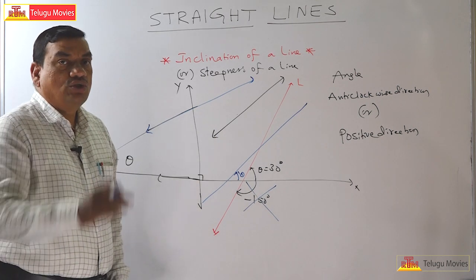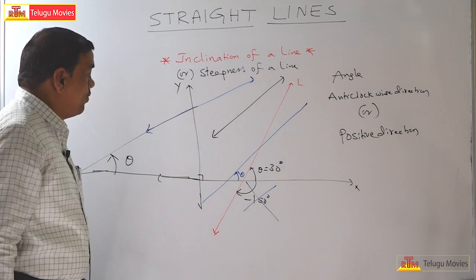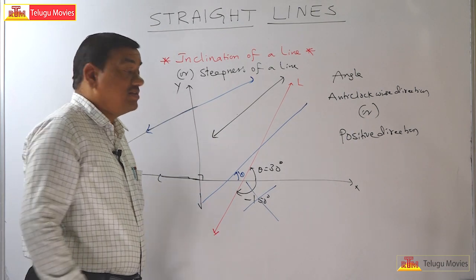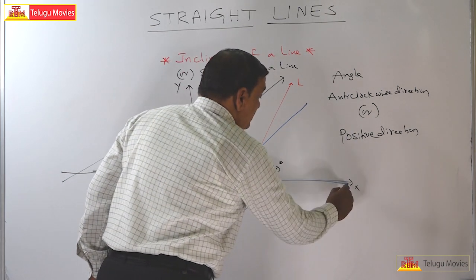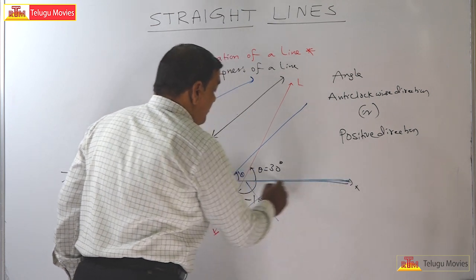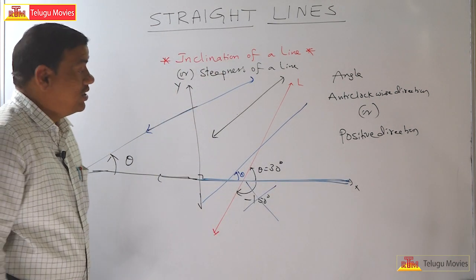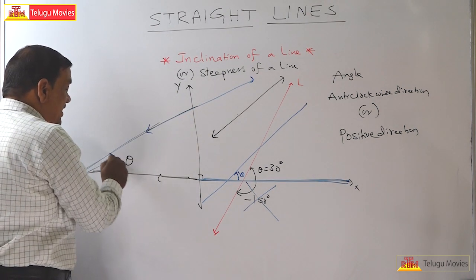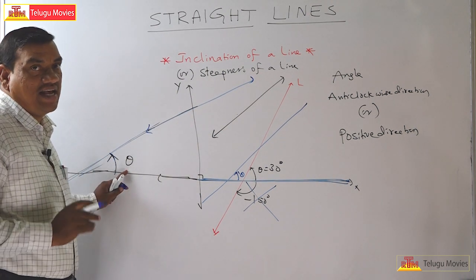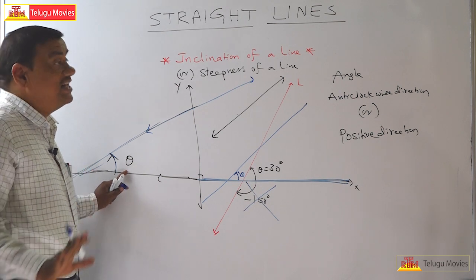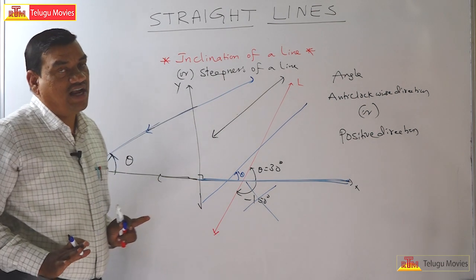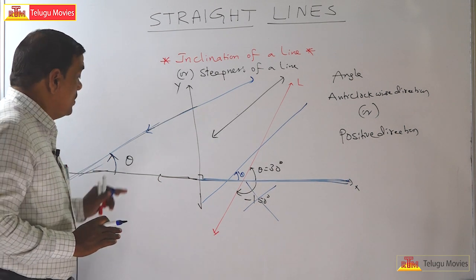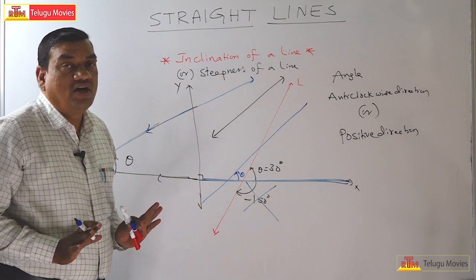the inclination of the line. Generally students have an opinion that positive direction means it should be made only with the positive x-axis. No need of that positive x-axis. For example, this is a line. If we extend this, it is making an angle theta with the x-axis. That angle is treated as the inclination of that line. We should not take the negative angle.